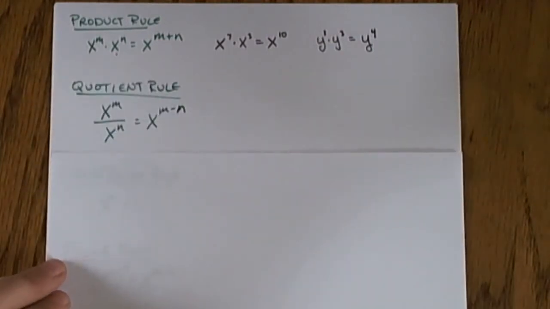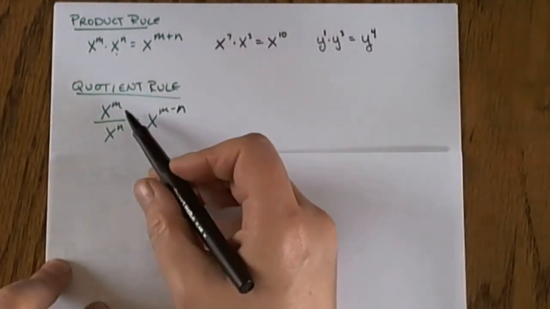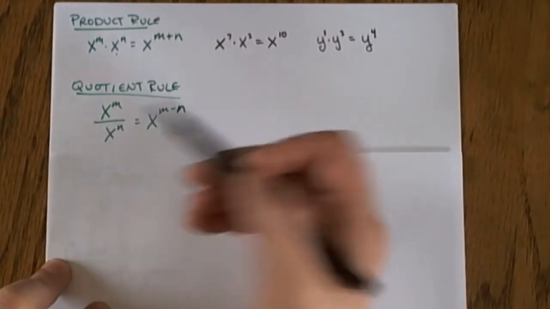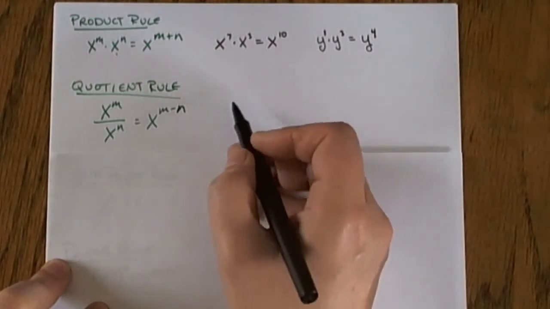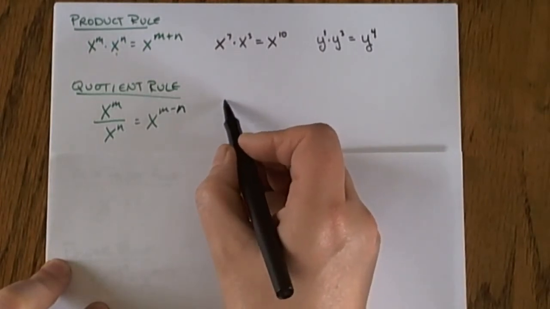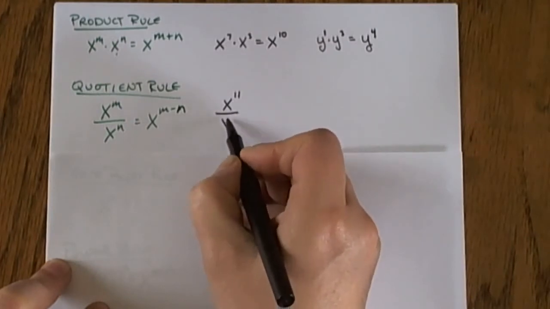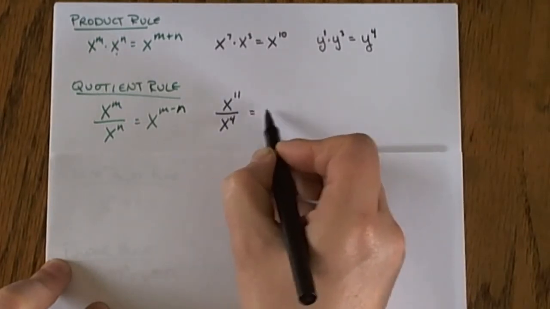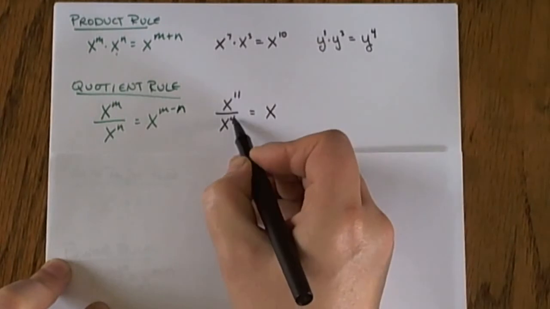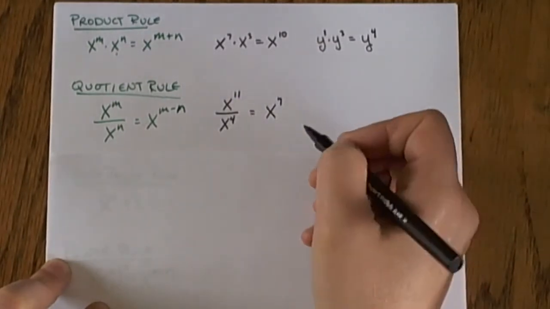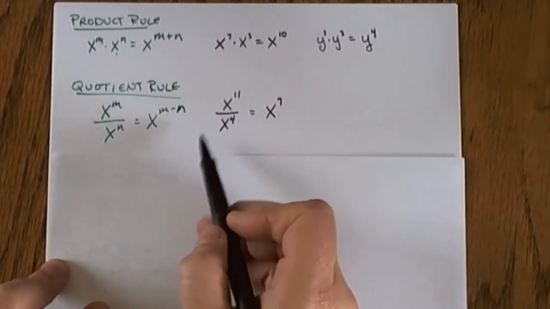The next rule we looked at was the quotient rule. The quotient rule had to do with dividing, or having a fraction that had the same base in the top and the bottom as factors. So for example, if we had x to the 11th over x to the 4th, that would be the same as x to the 11 minus 4, or x to the 7th.